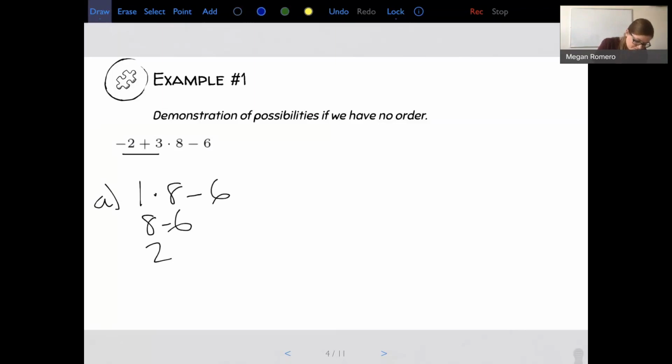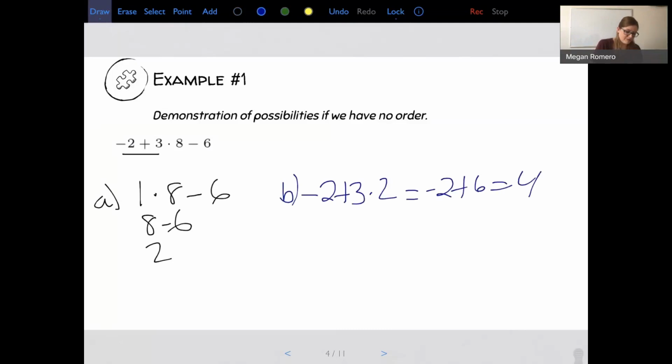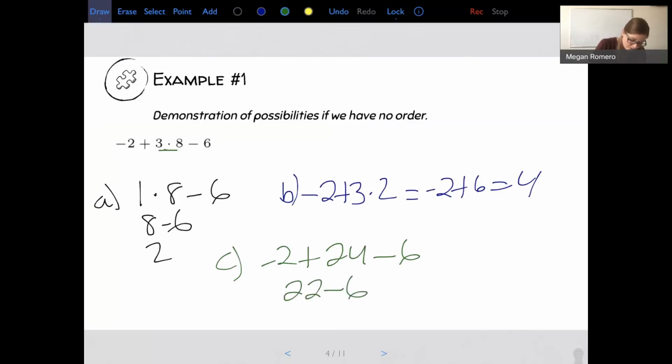Let's go through it a different way. I'll go the other way. I'll start at the back and move my way forward. So 8 minus 6 is 2, so that would still be multiplication. -2 plus 6 would give me 4. Or you could start in the middle and say, okay, -2 plus 24 minus 6. So it'd be 22 minus 6, which would give us 16. So if there's no order, if we just pick how we want to simplify this, we're going to come up with 3 different answers.